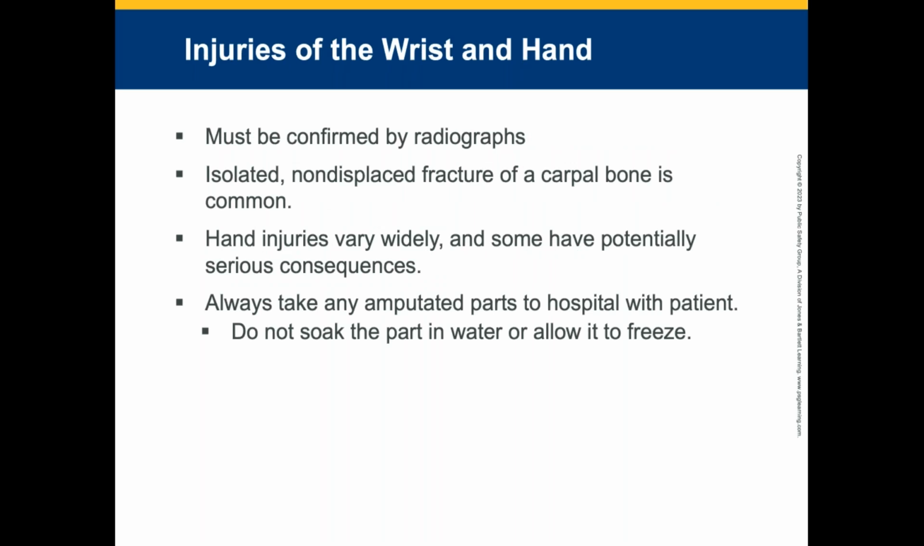Injuries to the wrist and hand must be confirmed by radiographs, x-rays. Dislocations are associated with fractures as well. A common wrist injury is an isolated non-displaced fracture of a carpal bone, especially the scaphoid. Hand injuries vary widely, and some have potentially serious consequences. All hand injuries must be evaluated promptly by a physician, so do not attempt to pop a dislocated finger joint back into place. Make sure you bring them to the hospital and have them do the x-rays first, so they can see how they need to put it back in place.